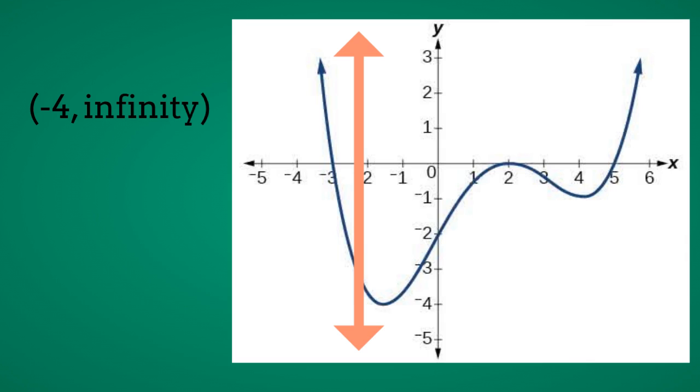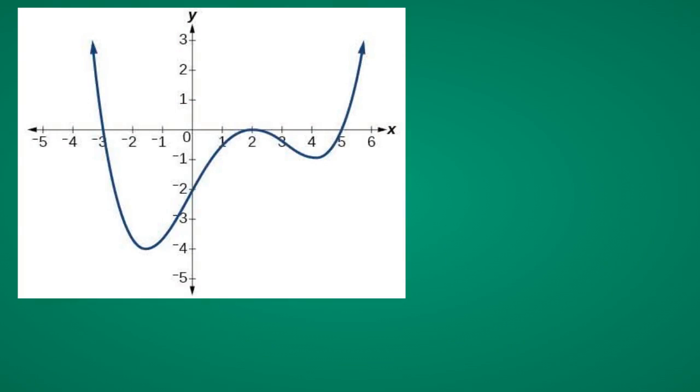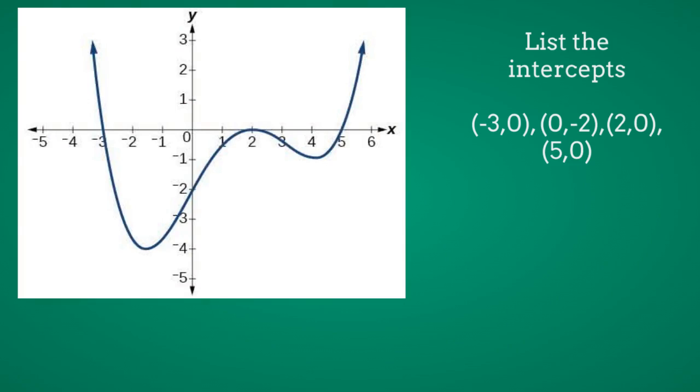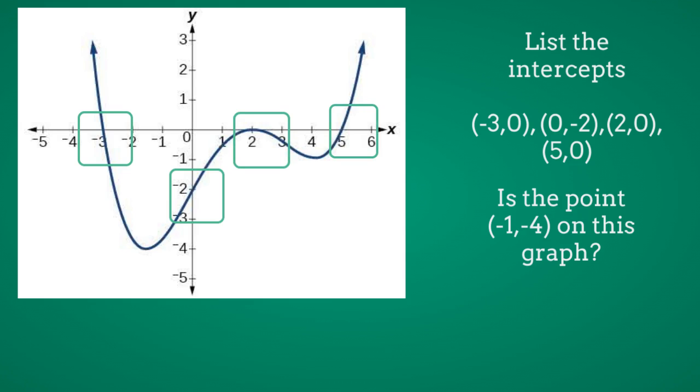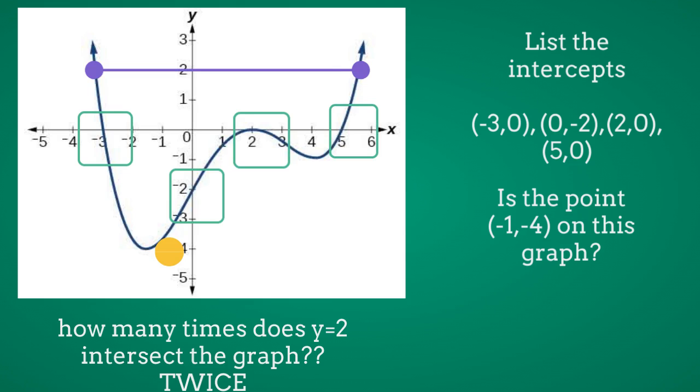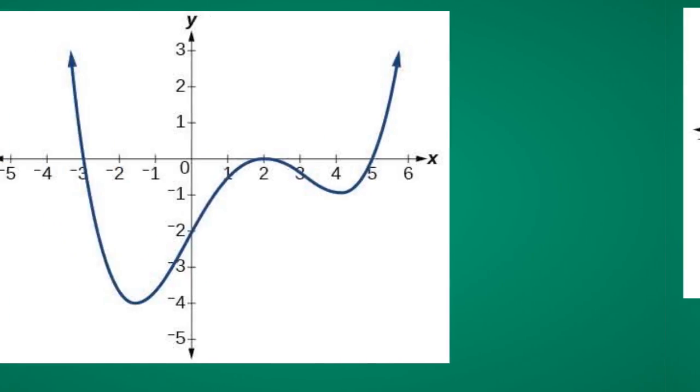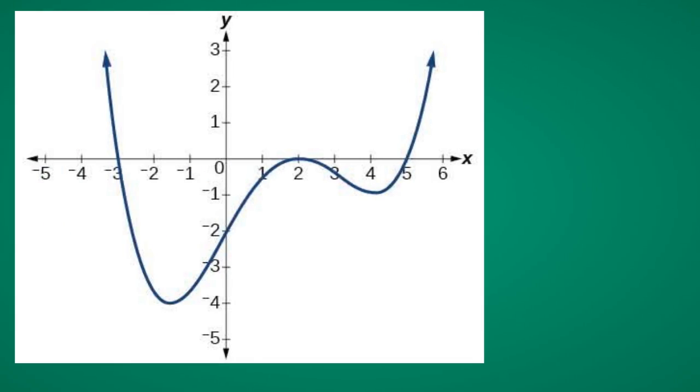As we continue to read the graph, we're going to list the intercepts. You can see them popping up. And we're looking for points on the graph. Here's what's interesting. How many times does y equals 2 cross that graph? In our final set, we are still looking at the information on the graph.